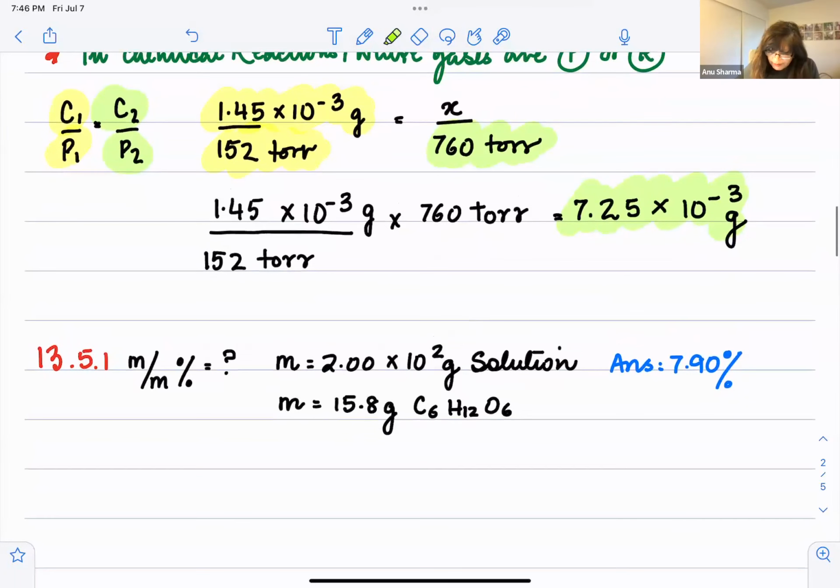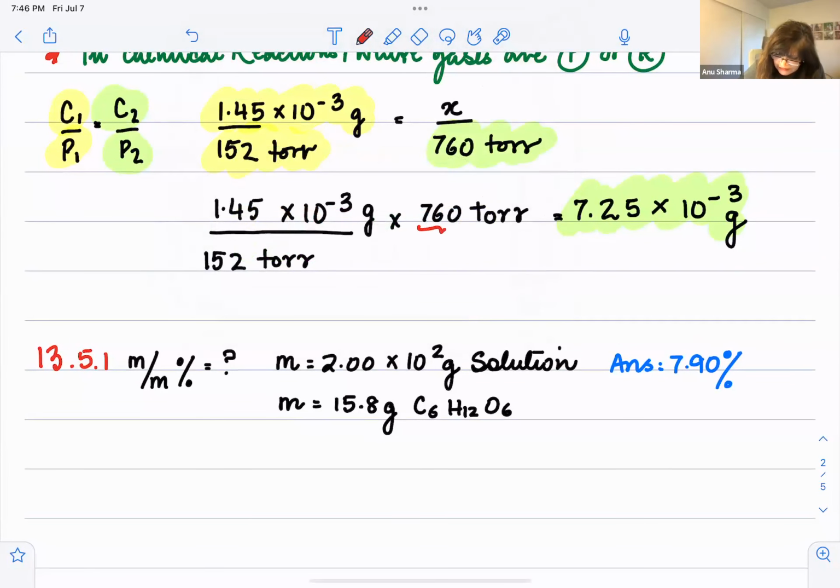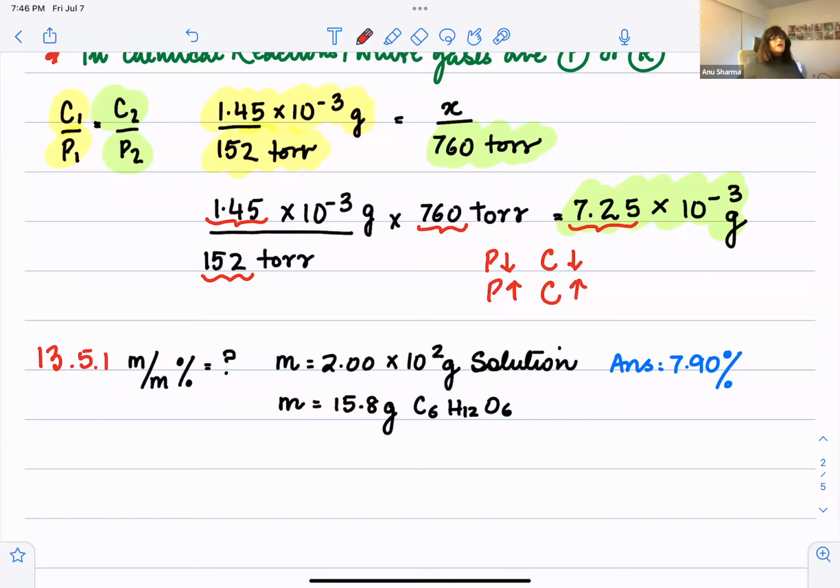So you see, if you look at the numbers here, 760 torr, 152 torr, 1.45 and 7.25: when the pressure was low, the concentration was low. When the pressure increased, the concentration increased, and the other way around.